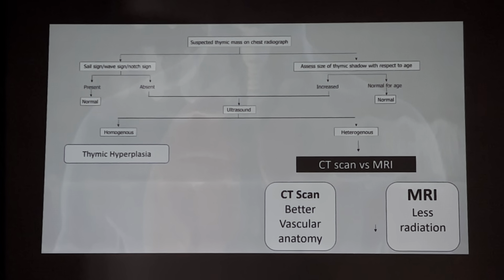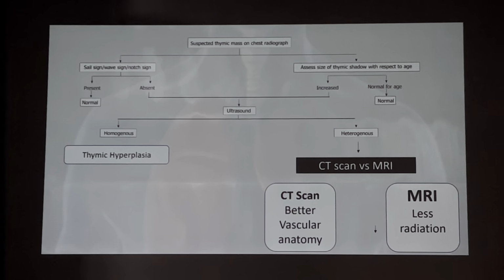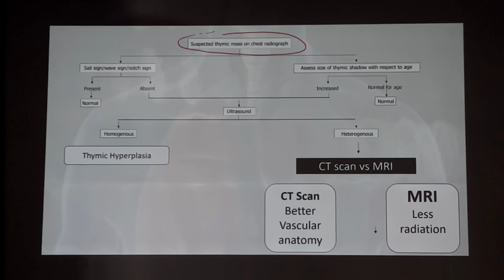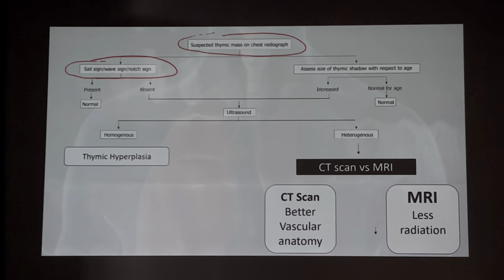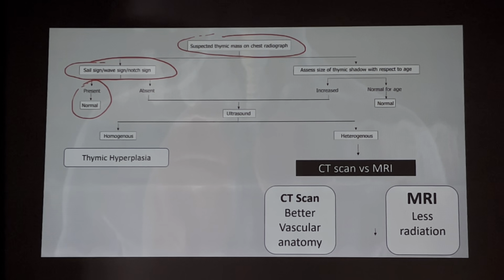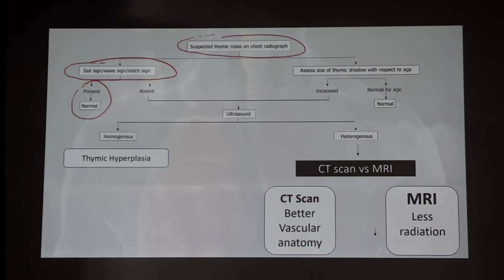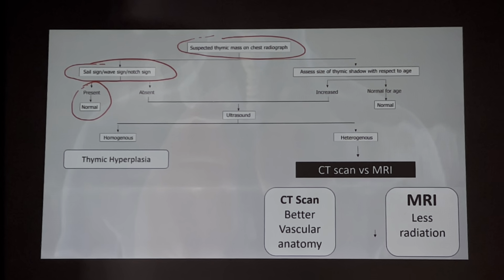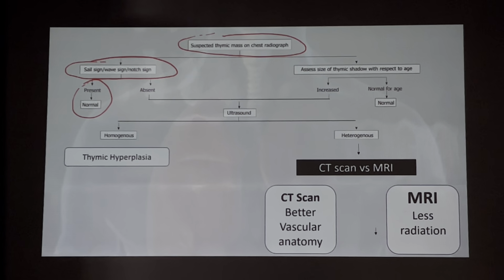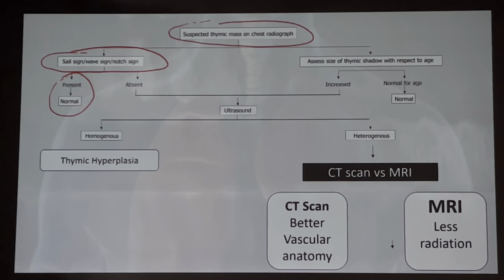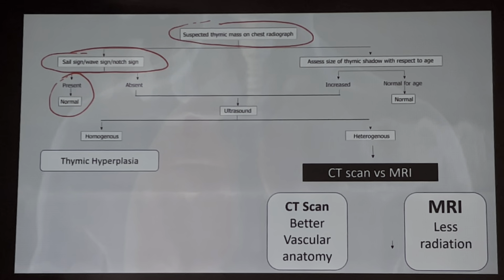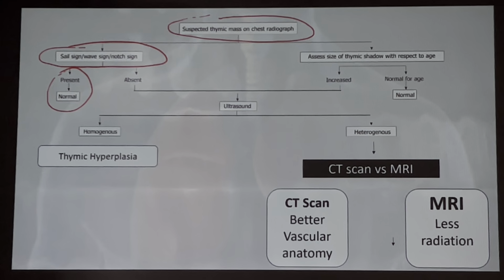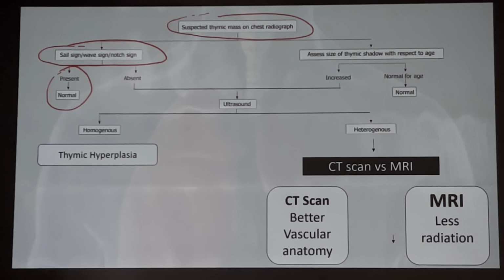There is an algorithm for the thymus. If you are suspecting a thymic mass on the chest radiograph, and also you find the sail sign and wave sign or notch sign, which is very classical, if it is present, that normally indicates it is a normal thymus, because we all know that a normal thymus cannot suppress or compress any adjoining structure. Like a typical family man who gets compressed by all the family members, his priorities are last. So it is like a normal thymus.